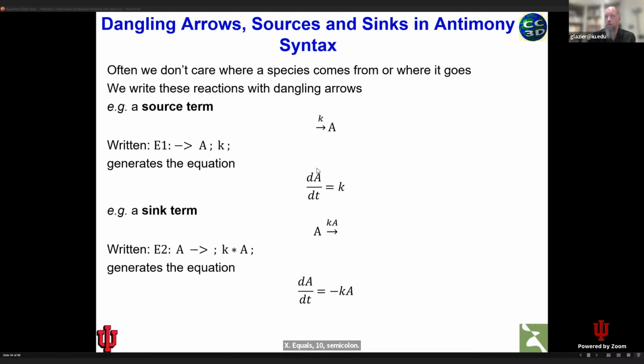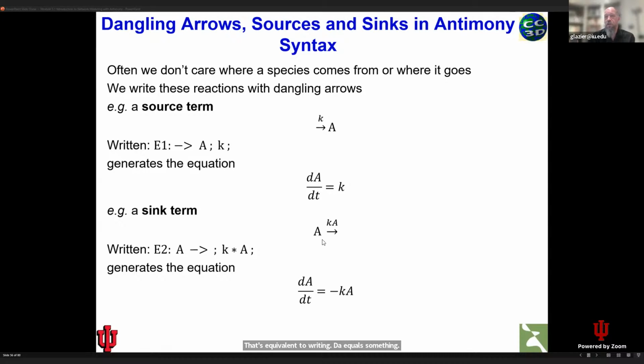Okay. I mentioned before that if we don't care where a molecular species comes from, we can write a dangling arrow. This is a constant rate of creation of A. That would be written E1, colon, arrow goes to A, semicolon, K. That gives us the ODE, dA by dt equals K. That means that if we want to write ODEs explicitly, we can always write them as arrow goes to A. That's equivalent to writing dA by dt equals something.